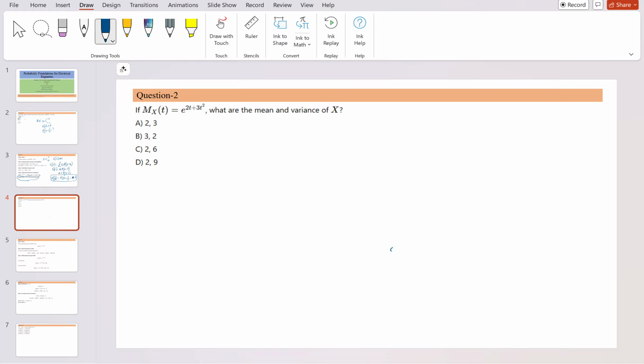Let me give the solution for this. In this problem, it is saying that M_X(t) is equal to e to the power 2t plus 3t squared. So what is the value of the mean and what is the value of the variance?